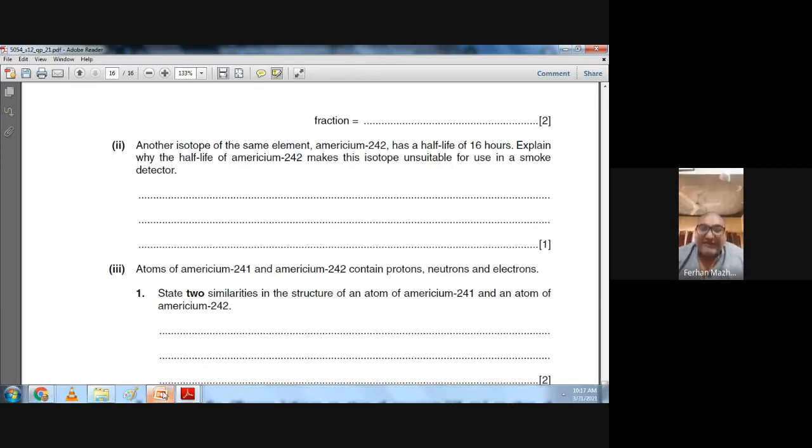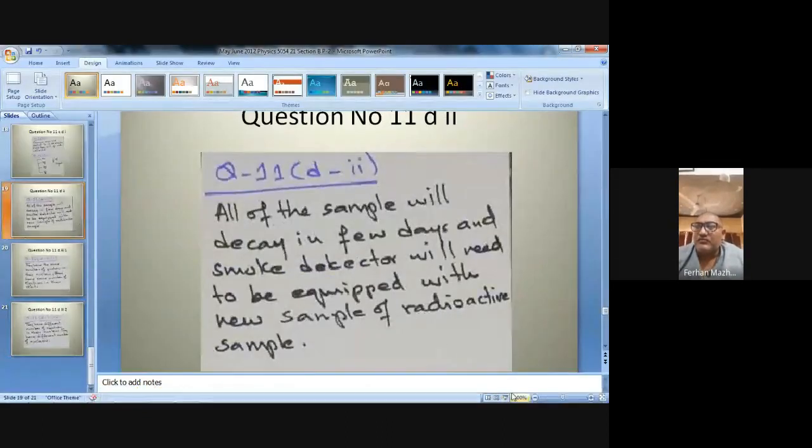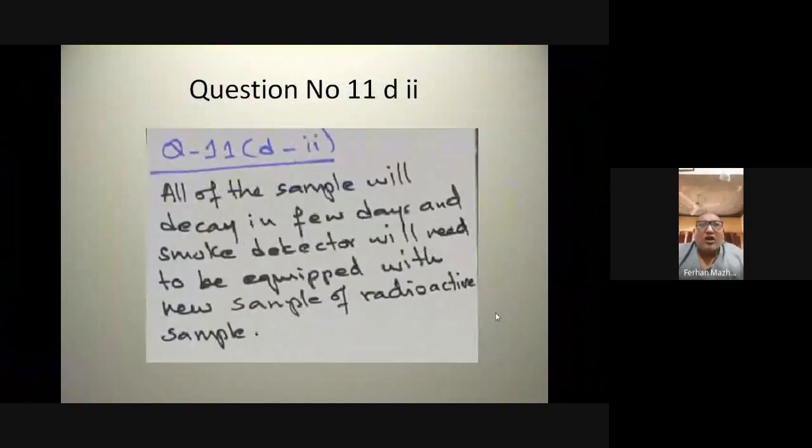Let me show you my answer. I have written this answer also. All of the sample will decay in a few days and the smoke detector will need to be equipped with a new sample of the radioactive isotope. Because its half-life is very short, if you use this, in a few days it will be gone. It will decay. So you will have to buy a new sample of the radioactive isotope and put it into the smoke detector. Do you understand? Yes, sir.